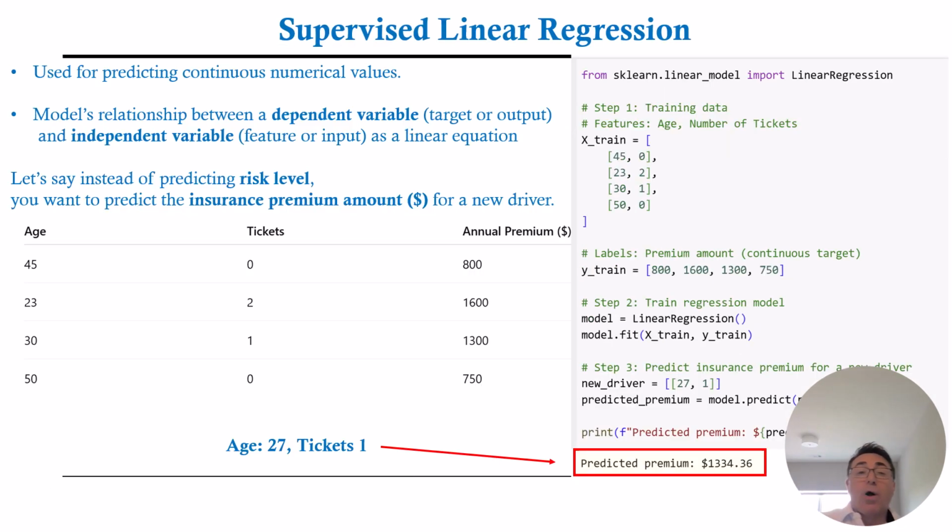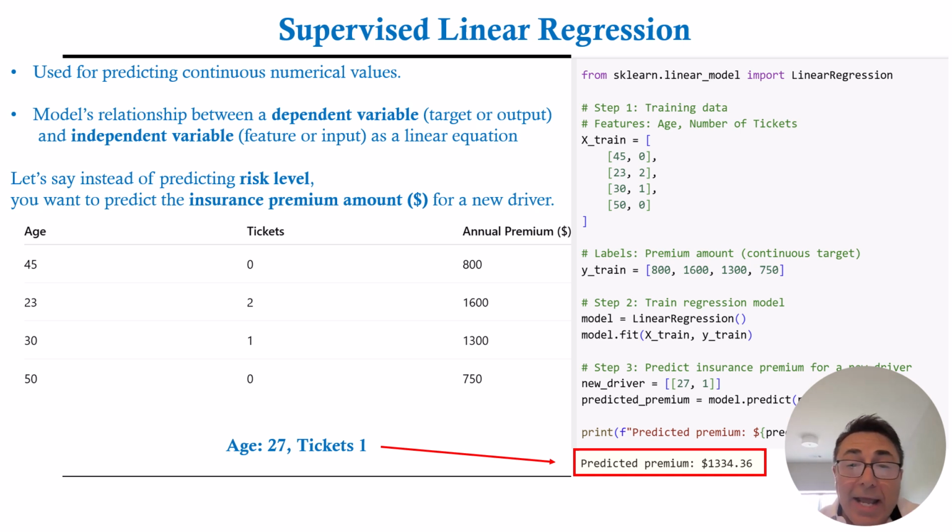We also have something called supervised linear regression. For example, it uses continuous numerical values. So it finds the relationship between our target, which is the classification, the target or output, and this independent variable, which is the input that we provide. So let's say we're trying to predict a risk level by age and by tickets and how much of an annual premium that would be.